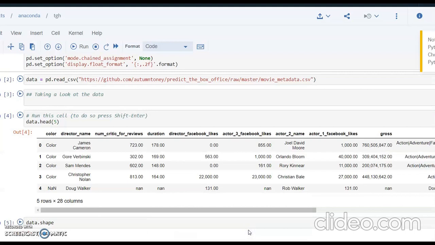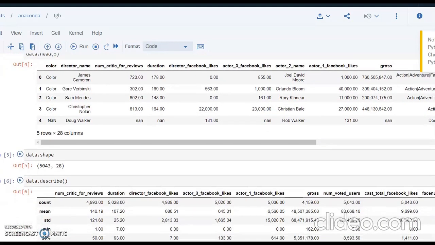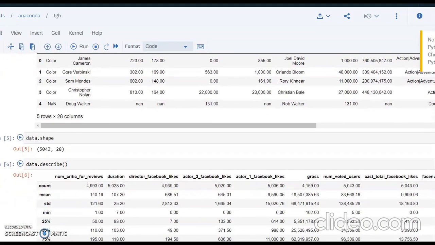With data.shape, we can see the rows and columns. And IMDb gave us a lot of rows and columns: 5,043 rows, I'm sorry, and 28 columns. So we're working with a large data set.